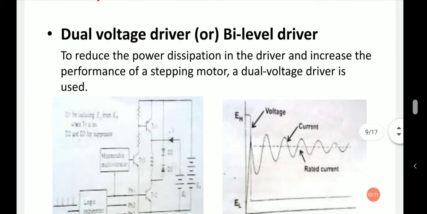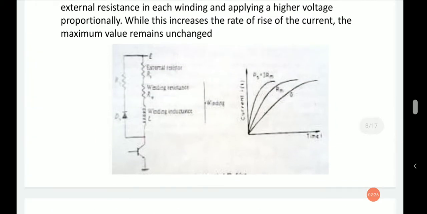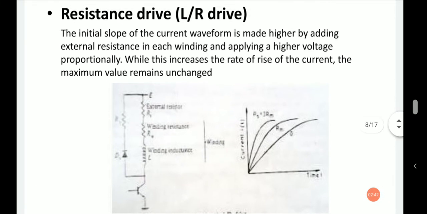Then next, the circuit time constant is now reduced and the motor is able to develop normal torque even at high frequencies. The disadvantage of this method, that means resistance drive or LR drive, is that flow of current through external resistance causes I square R losses and heating. This denotes the wastage of power as far as the motor is concerned.